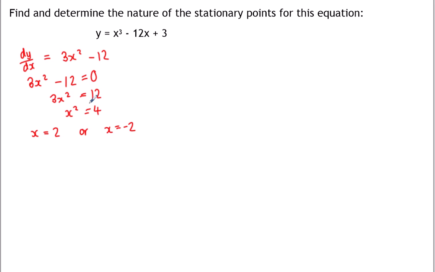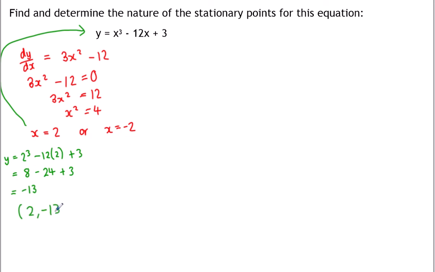To get those as coordinates, I've got to substitute back into my original function. So when x is 2, we get 2 cubed minus 12 lots of 2 plus 3. So that's 8, take away 24, that's minus 16, plus 3 is minus 13. And so our first stationary point is (2, -13). When x is minus 2, we have minus 2 cubed, minus 12 lots of minus 2, plus 3. Be careful with your signs here. So that's minus 8 for minus 2 cubed, plus 24, so that's positive 16, plus another 3 is 19. And so we've got (-2, 19).